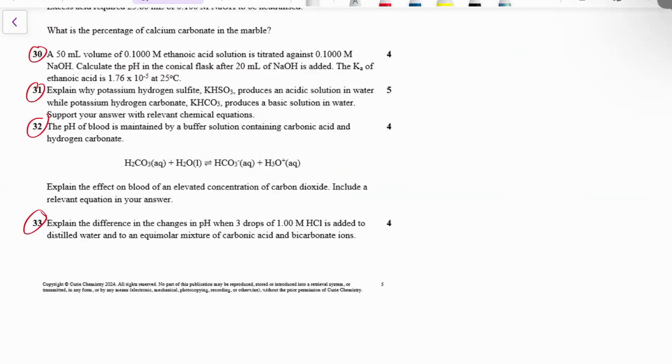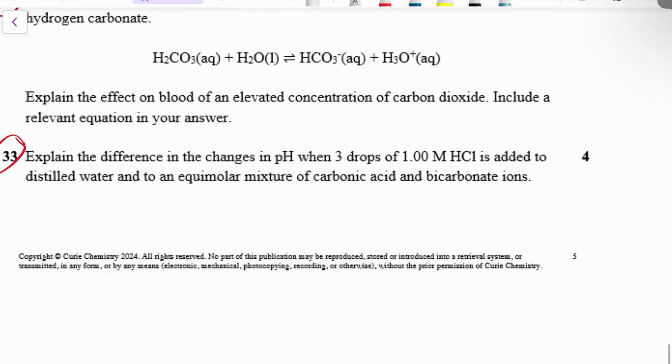Okay, last question in the Module 6 HSC prep doc. Explain the difference in the changes in pH when 3 drops of 1 molar HCl is added to distilled water and to an equimolar mixture of carbonic acid and bicarbonate ions. Okay, now, if there are changes in pH, they must respond to it in different ways somehow.